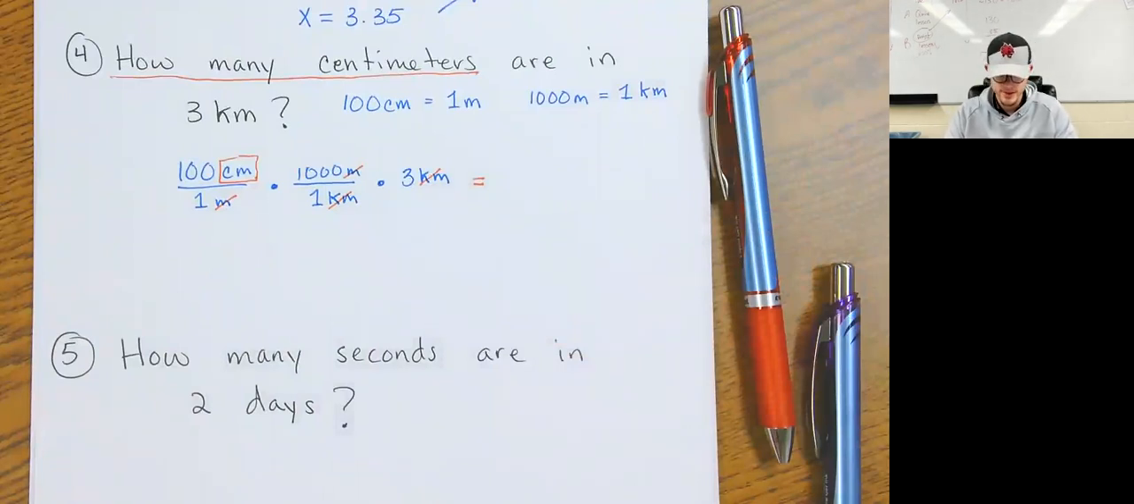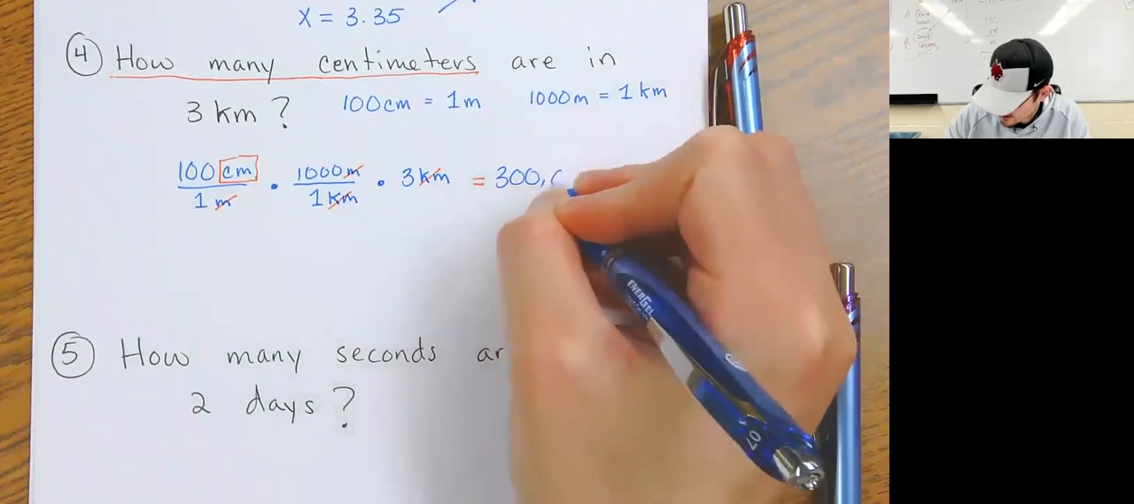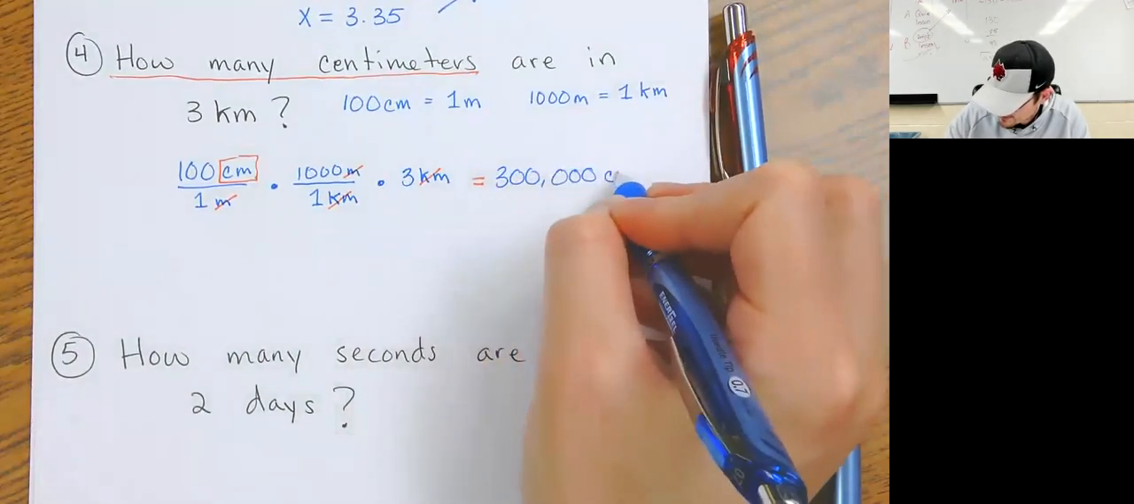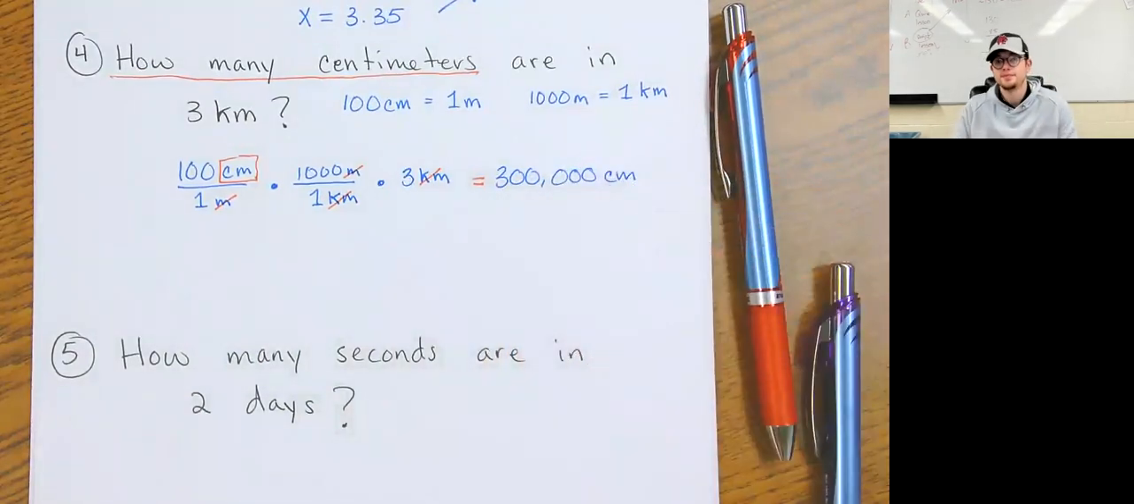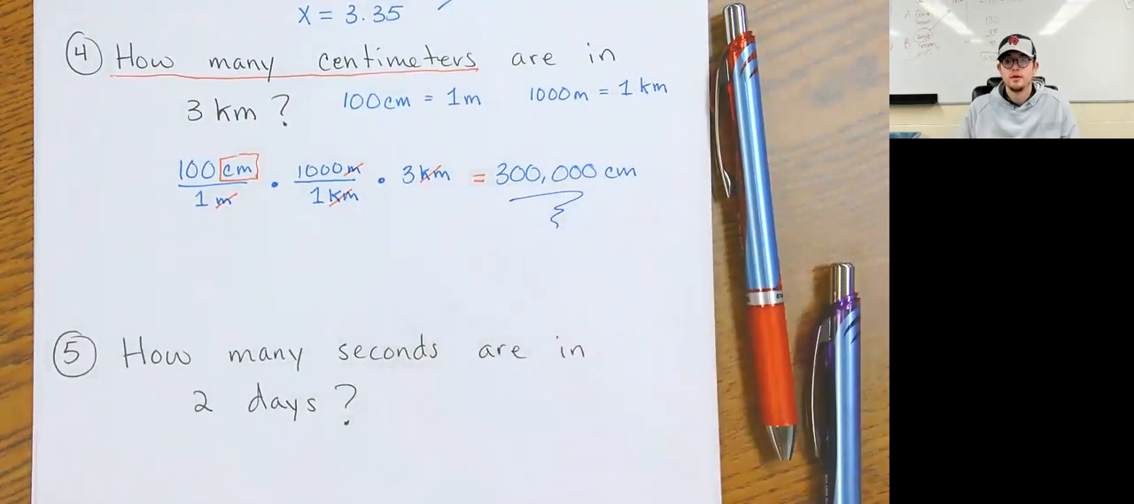So I'm going to do 100 centimeters times 1,000 meters times the 3 kilometers. Big number. And we get 300,000 centimeters. That's the answer right there. 300,000 centimeters. Okay.